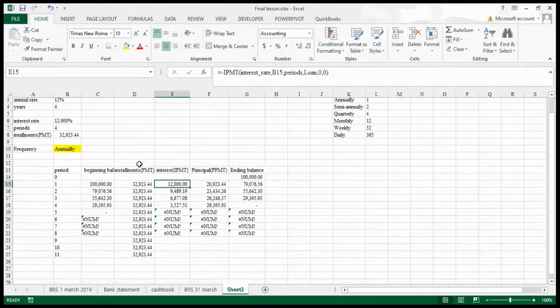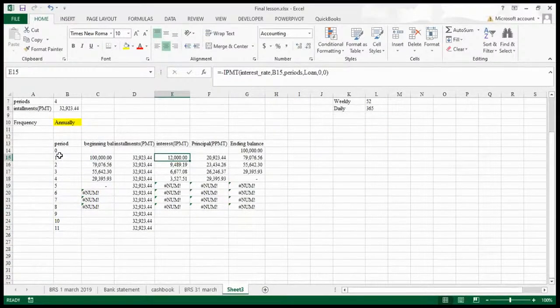Okay, so I want us to automate this such that if the loan payment ends at period 4, then there is nothing that should be here. This part should remain empty without all these errors that we are seeing here.